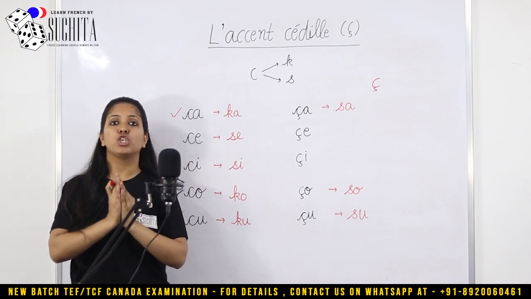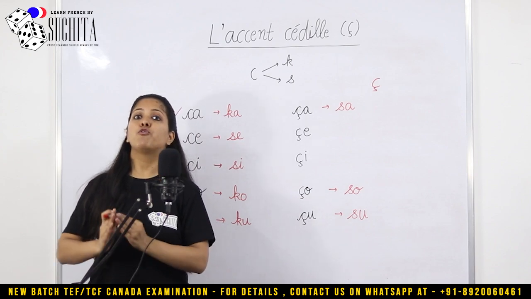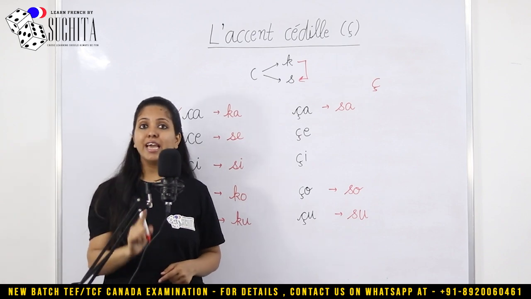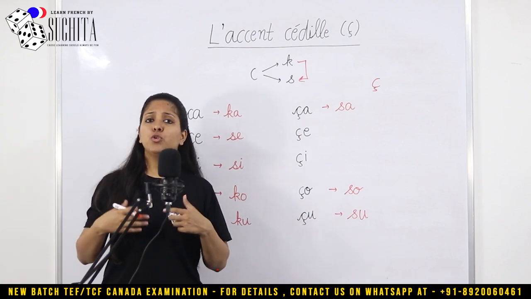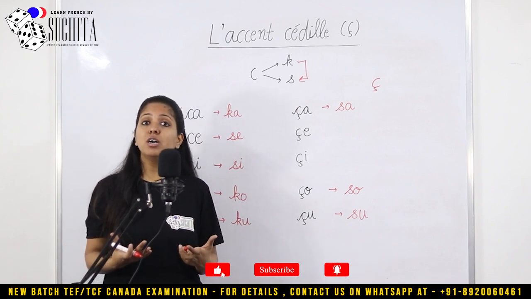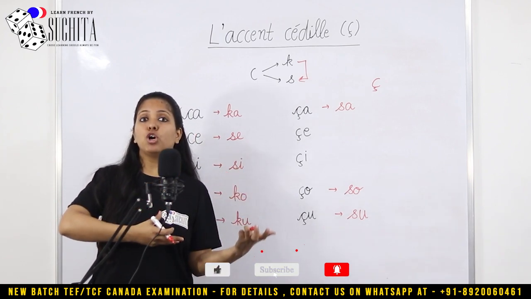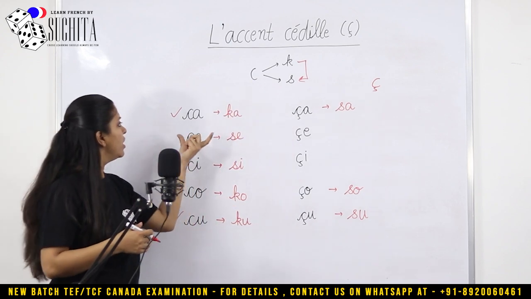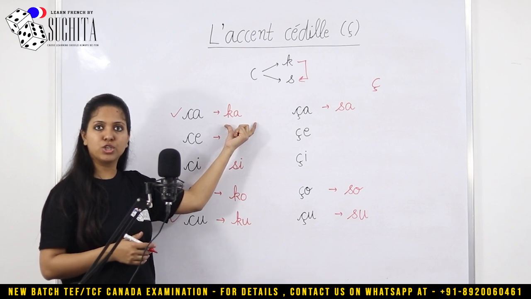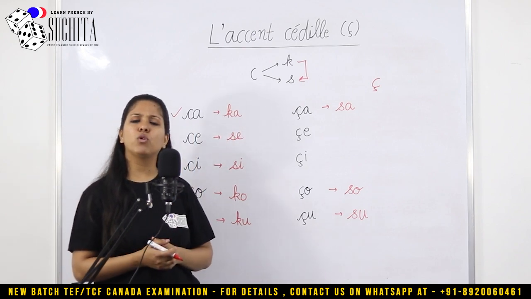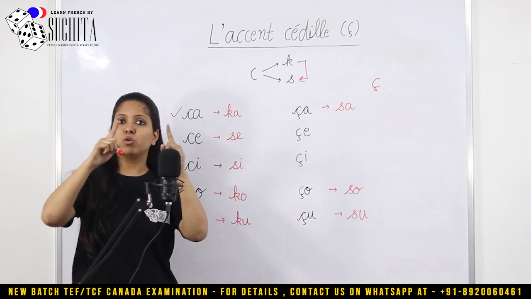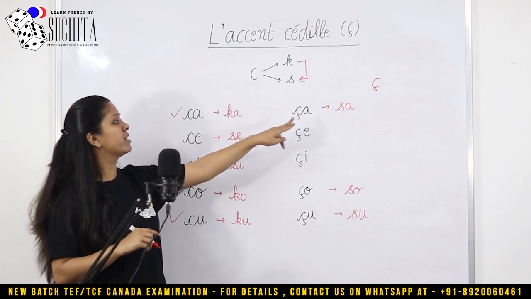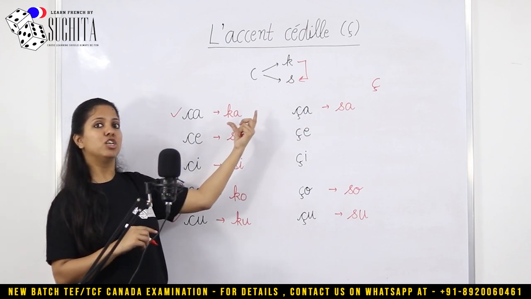If you want to change the pronunciation of C from K to S, then you use this accent, cédille. You do not want your C to be pronounced as K, however you want to change this sound from K to S, then you use this accent. Okay, now CA, that was Ka originally. Now I don't want to say Ka, I want to say Sa. Then I want to change my sound from K to S. I'm going to apply this accent, and as soon as I apply this accent, the sound from Ka changed to Sa.